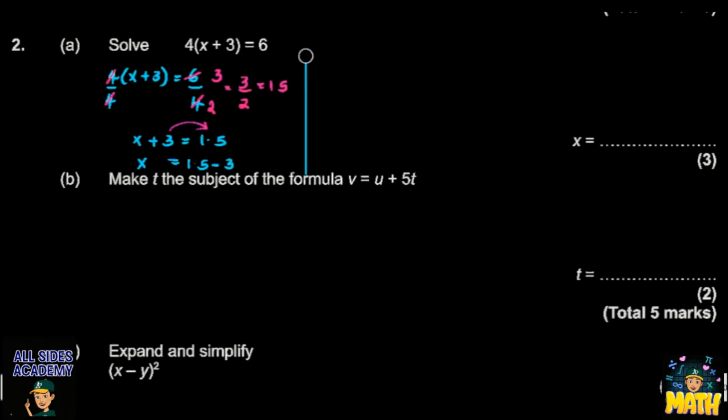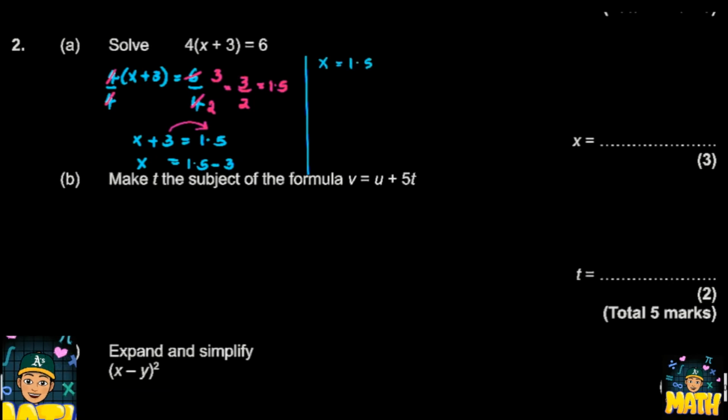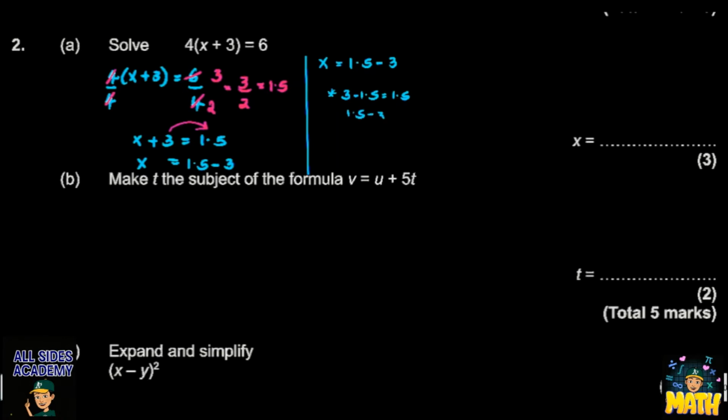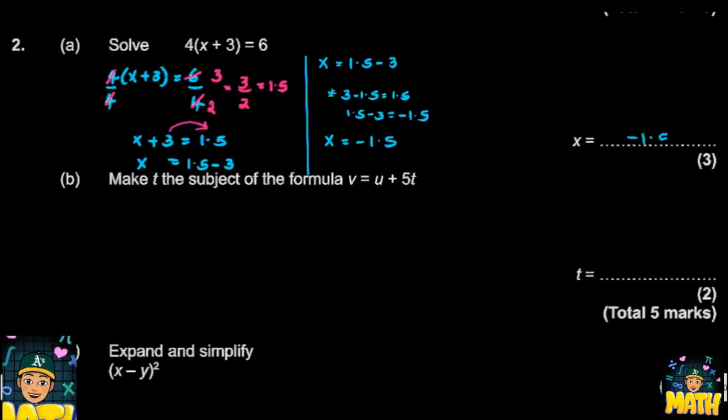But you will remember that when you have a big number minus a small number, it's always a positive answer. So when we have 3 minus 1.5, you get 1.5. So if it's 1.5 minus 3, the answer is negative. So in our case, the value of x will be negative 1.5.